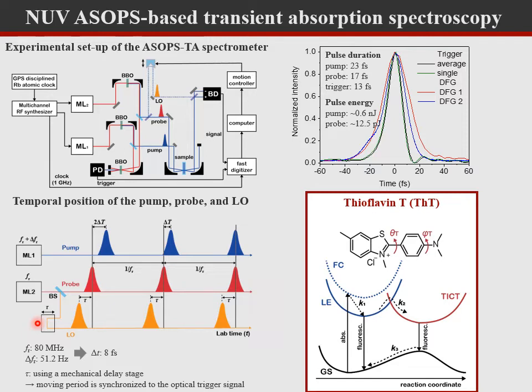Using these new spectroscopy tools, we investigate the photophysics of thioflavin T in various solvents. As shown in this figure, previous studies revealed that the photoexcited thioflavin T in the Franck-Condon state relaxes to a locally excited state, the LE state, before the intramolecular charge transfer occurs. The ThT molecule in the locally excited state can emit a photon to return to the ground state or undergo the transition to a twisted intramolecular charge transfer state.